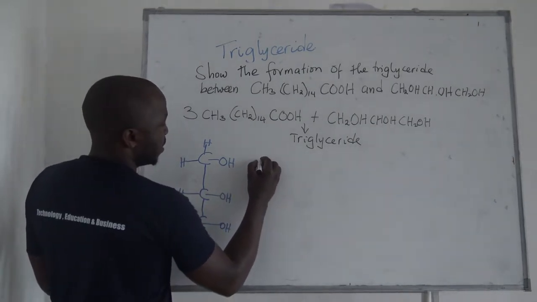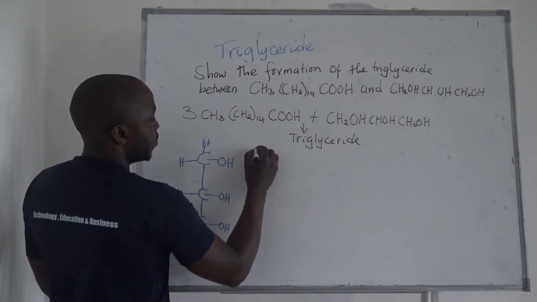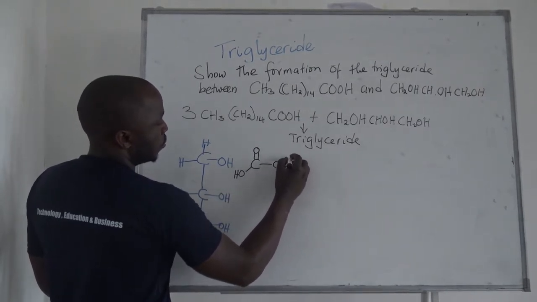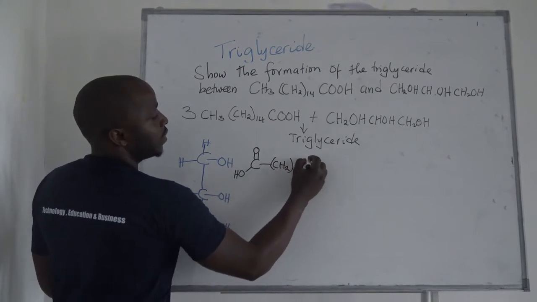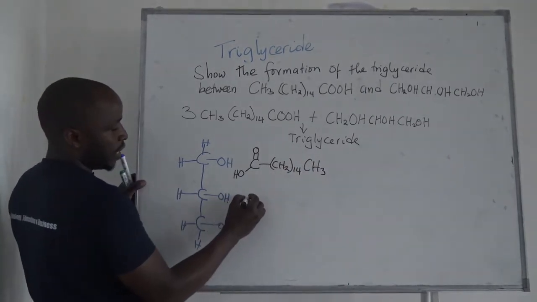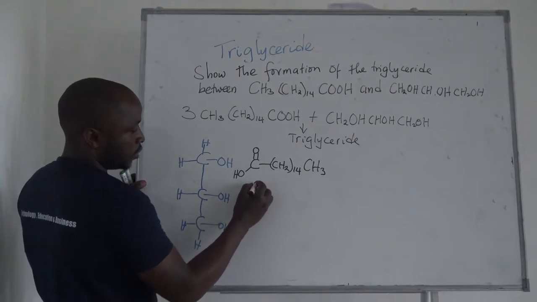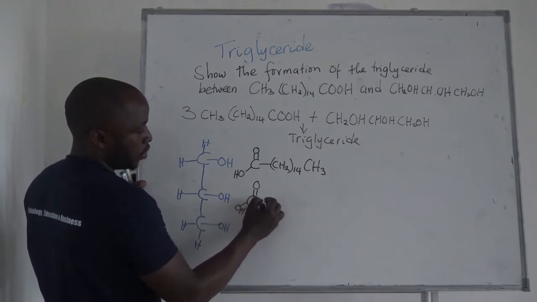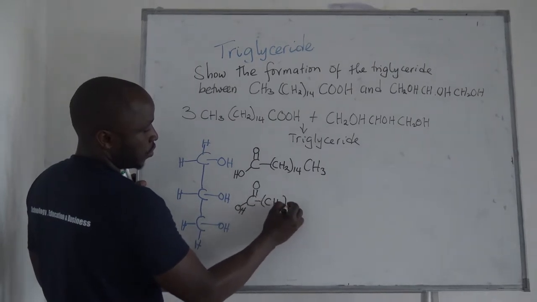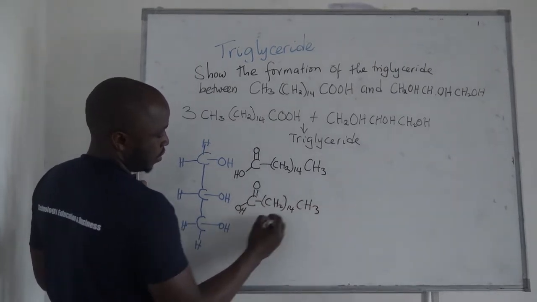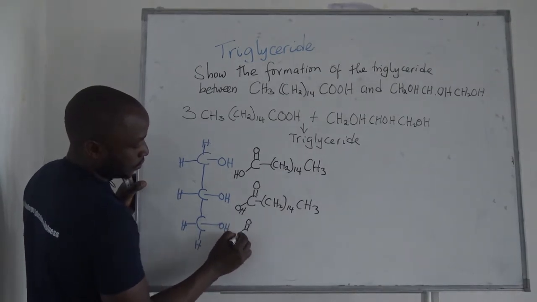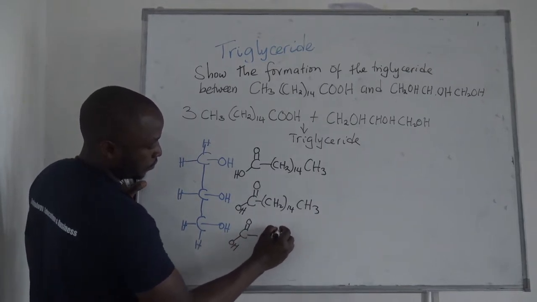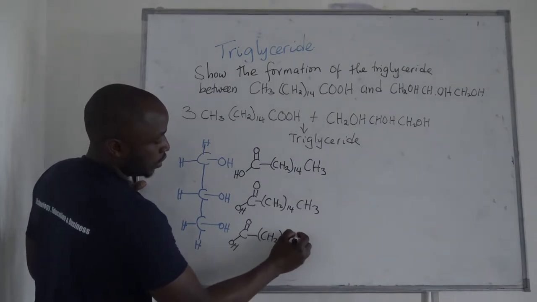So it means we have the fatty acid C double bond O, OH, CH2 14, CH3. Then another one here, CH2 14, CH3, then another one here, CH2 14, CH3.